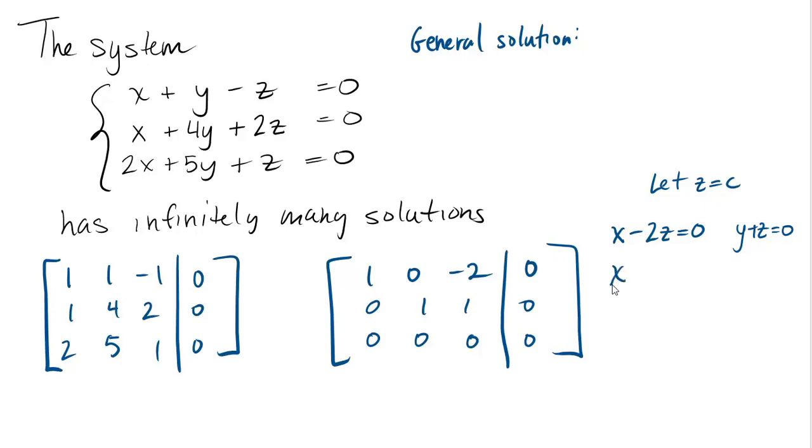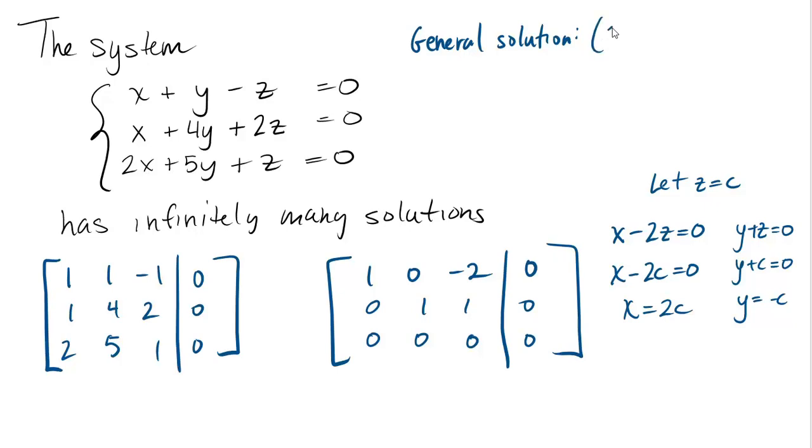So in the first equation, I get x minus 2c equals 0, and now I can solve that for x. I get that x equals 2c. I can do the same thing in the second equation. I'm going to get y plus c equals 0, and solving that for y, I get y equals negative c.